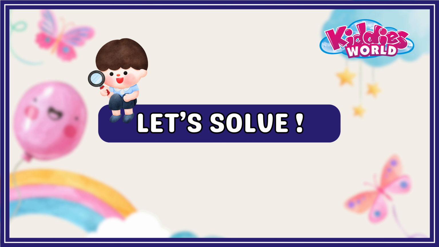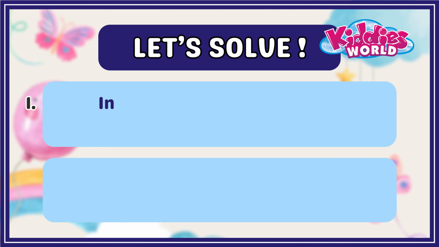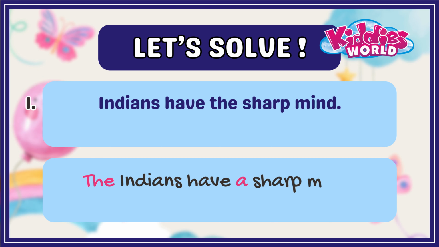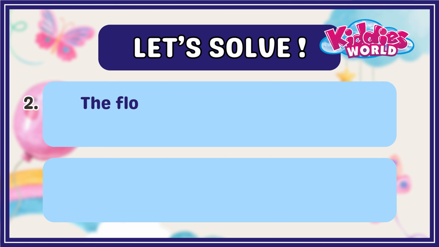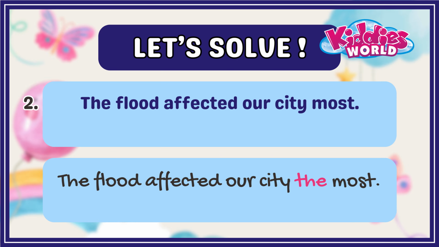Let's solve. Correct the sentences using suitable articles. Here's the first sentence. 1. Indians have the sharp mind. Do you think the article the is used correctly? Let's correct it. The Indians have a sharp mind. Let's go through some more sentences. 2. The flood affected our city most. The flood affected our city the most.